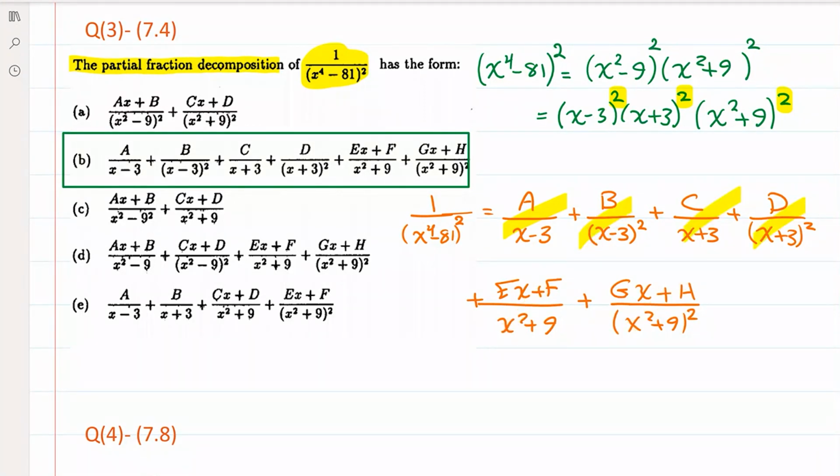Is that clear? Doctor, what about option D? Why is it not correct? Option D, because this one can be simplified more. X squared minus 9 you can factorize to be x minus 3, x plus 3, right? So it's not wrong in itself, right? Yeah, this is wrong because you can simplify x squared minus 9. I see. Yes, okay.